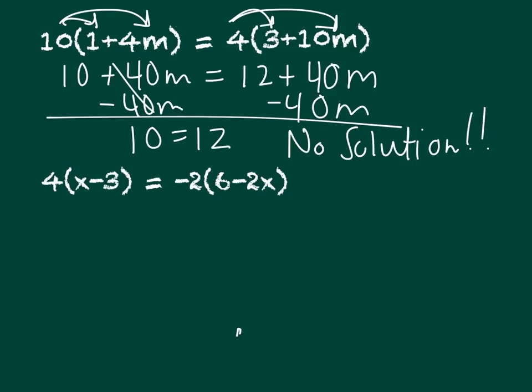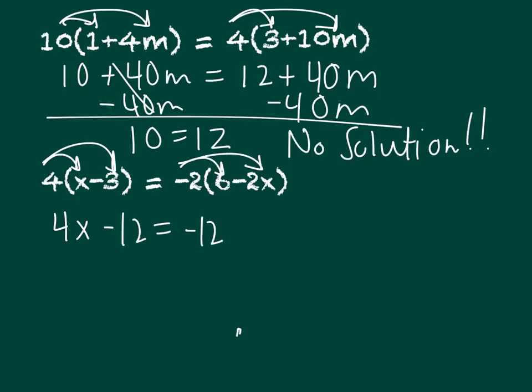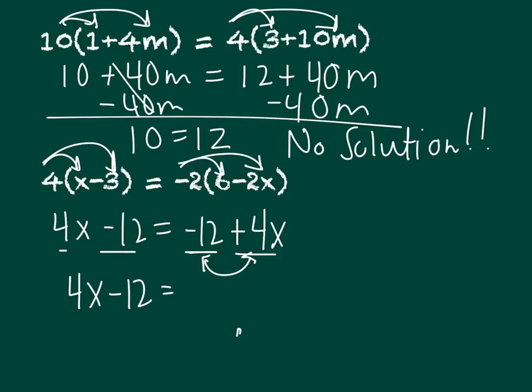And then for the second one, I distribute the 4 again, and I get 4x minus 12 is equal to, and then I distribute negative 2. Negative 2 times 6 is negative 12. Negative 2 times negative 2x is positive 4x. And then I look at this equation, and I see that I have a negative 12 and a negative 12, and a positive 4x and a positive 4x. They're the exact same equation, just written a little differently. So I can rewrite it, just switch these two, and I get 4x minus 12 is equal to 4x minus 12, which makes this an identity.